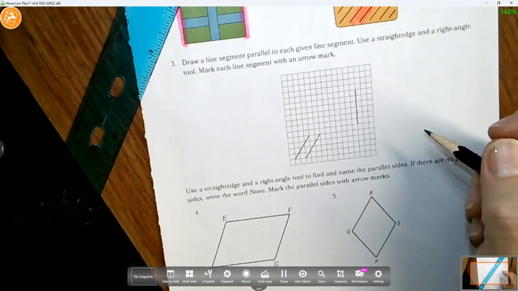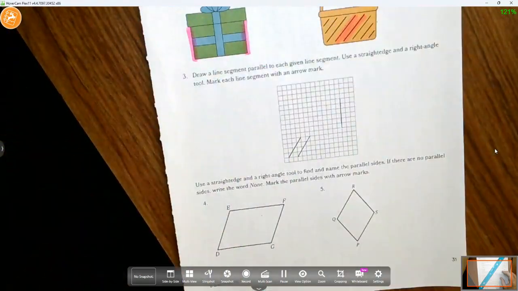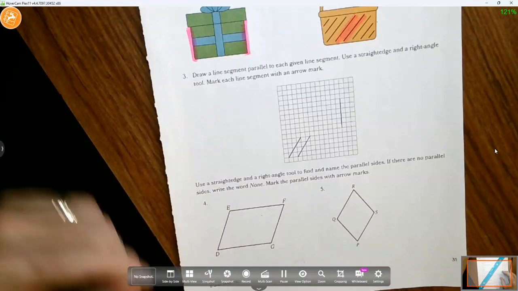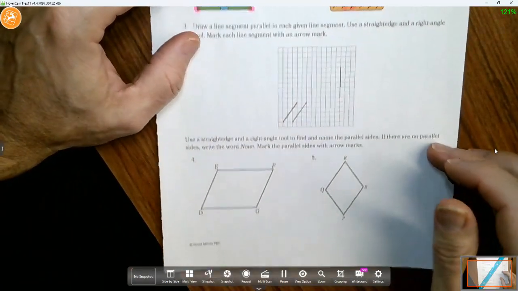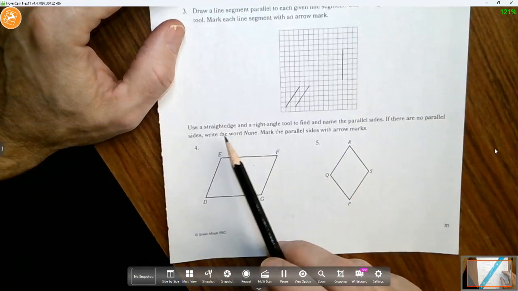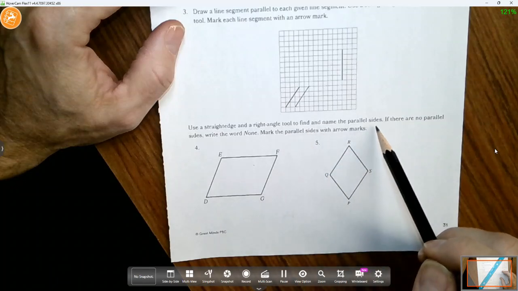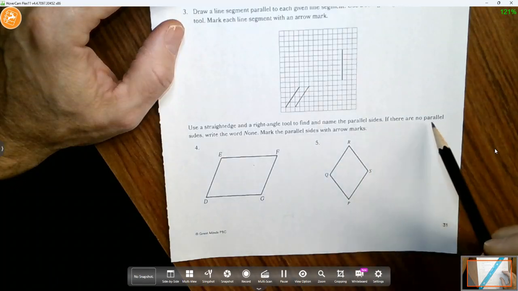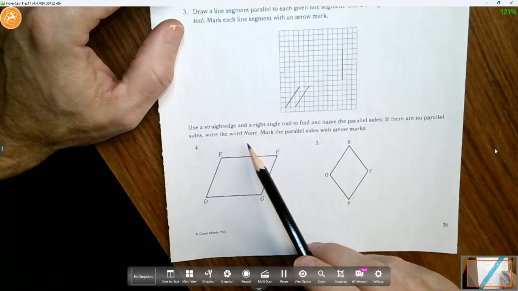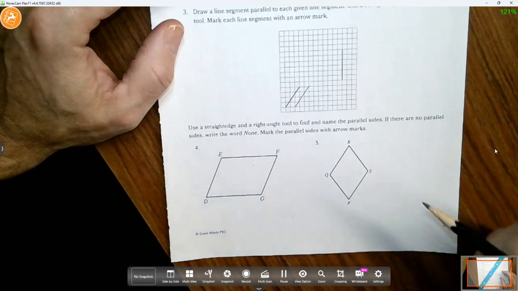All right, let me zoom out a little bit. Some other ones. You got to do it for this one too. Make sure you draw your arrow on there. You guys don't need to see me draw an arrow. I think you can draw the arrow. Oh, come on, zoom. There we go. We focus back in. Use a straight edge and a right angle tool to find and name the parallel sides. If there are no parallel sides, write the word none. Mark the parallel sides with arrow marks.